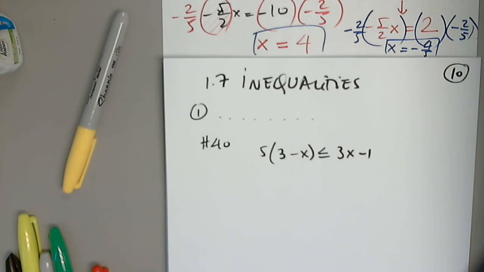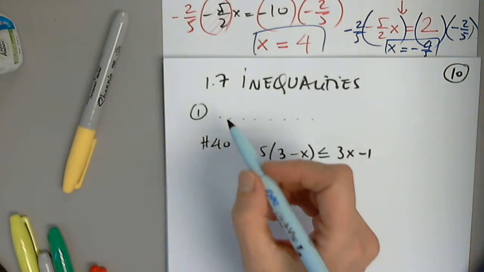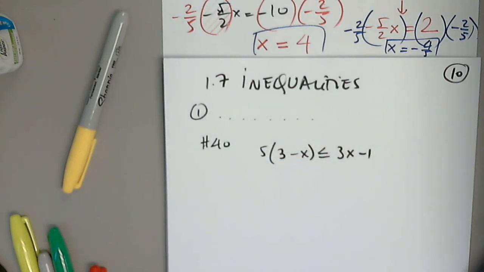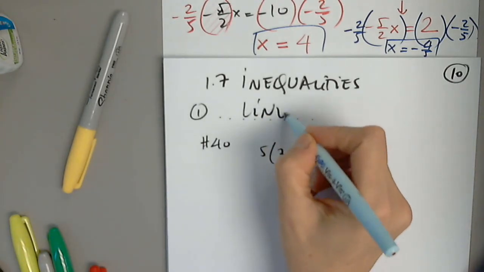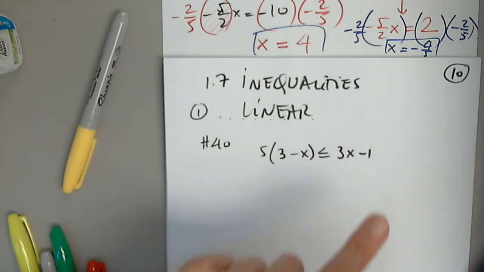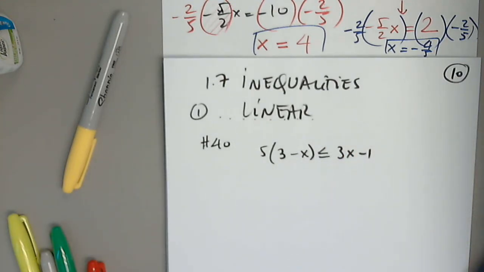Can anyone tell us what type of inequality this is? Say it again. Good idea, but it has to have 2 inequalities. That would be number 2. Very good, linear. If I had on this side less than or equal to something else, it would have been a compound. That would be the second type. Very good. Good point.